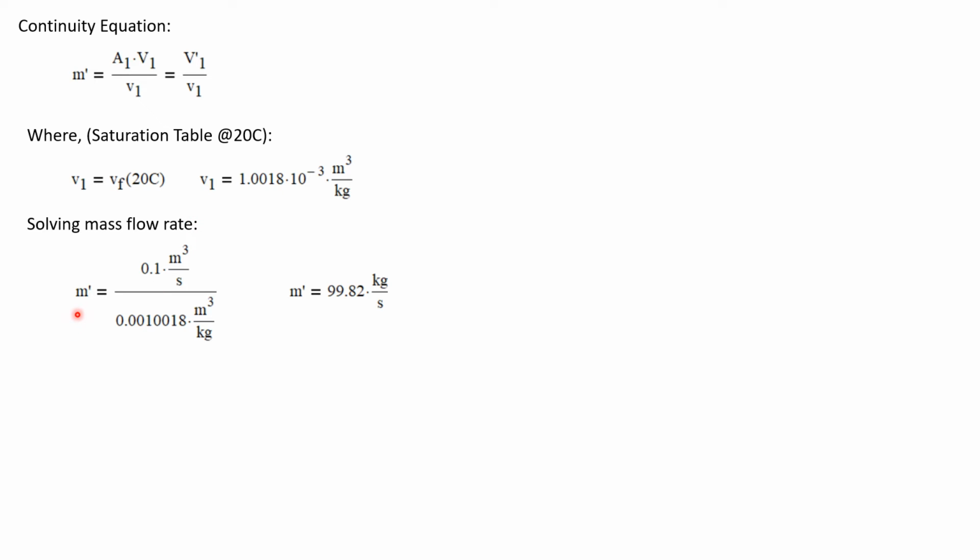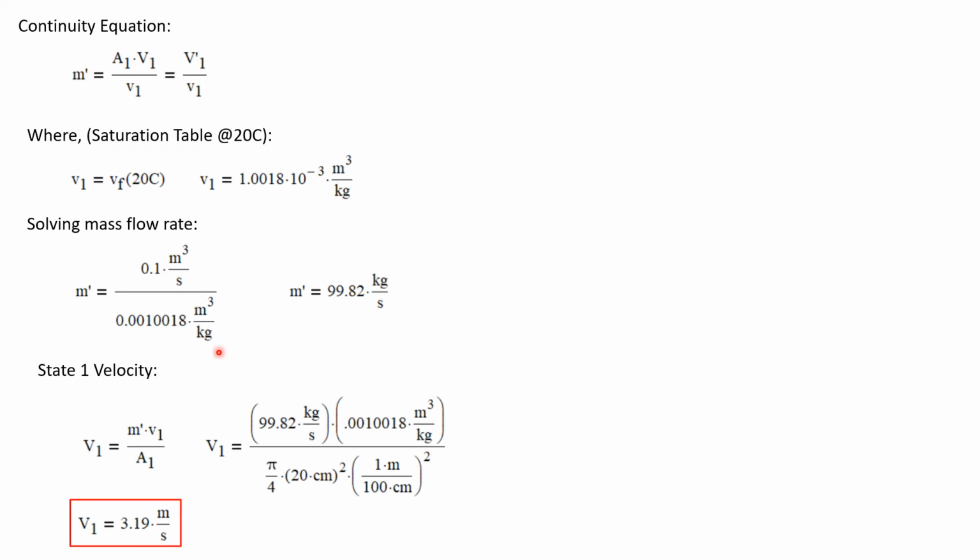So now we say the mass flow rate is just the volumetric flow rate, which was a given value, divided by the specific volume, which we just found in the table, and we'll calculate a mass flow rate of 99.82 kilograms per second, which allows us now to calculate the inlet velocity. It's just the mass flow rate, which we just calculated, times the specific volume, which we just got out of the table, divided by the area at the inlet.